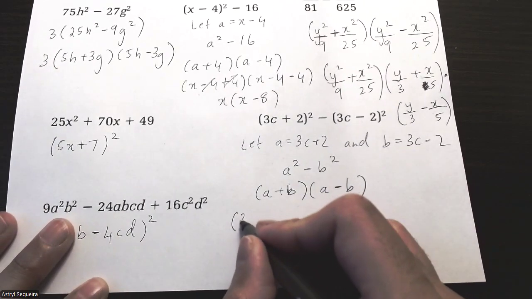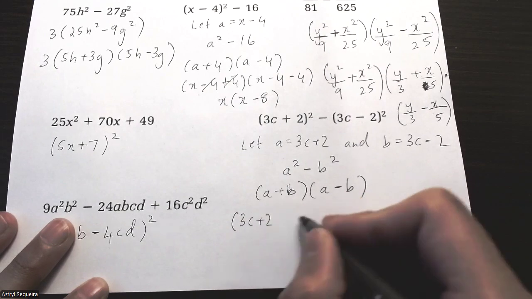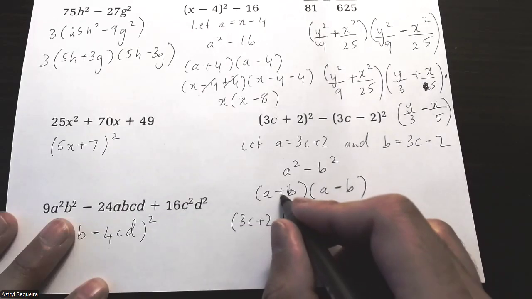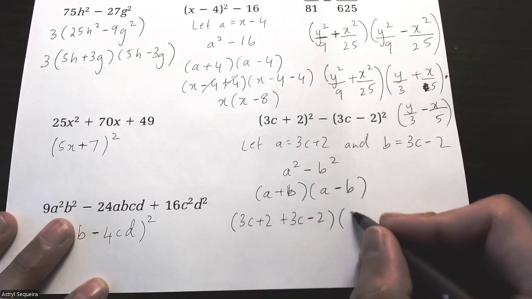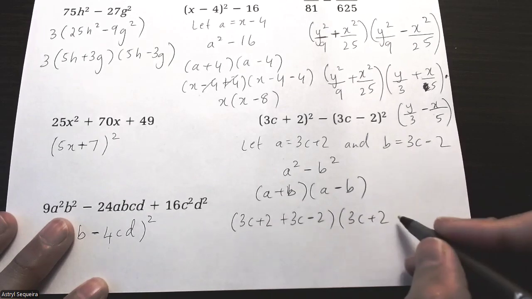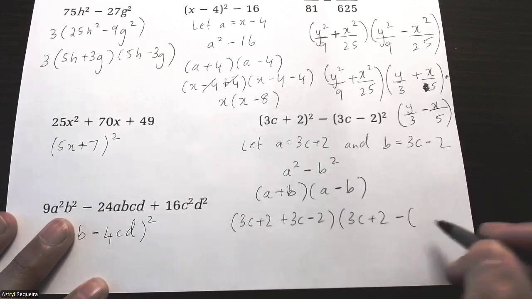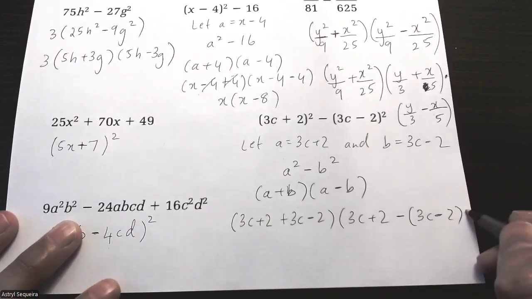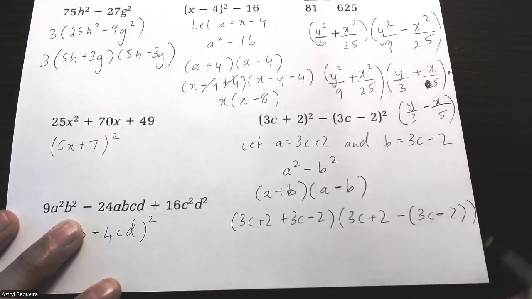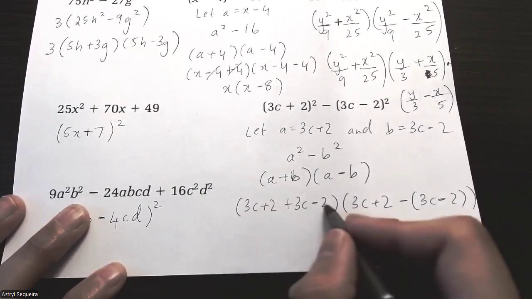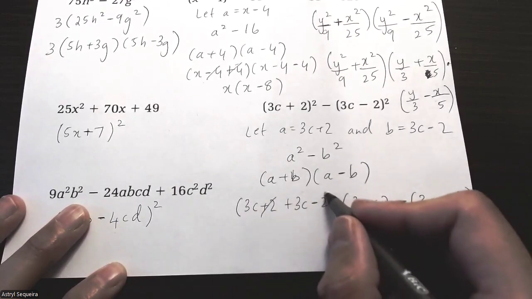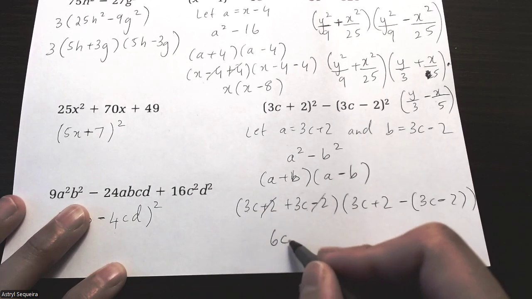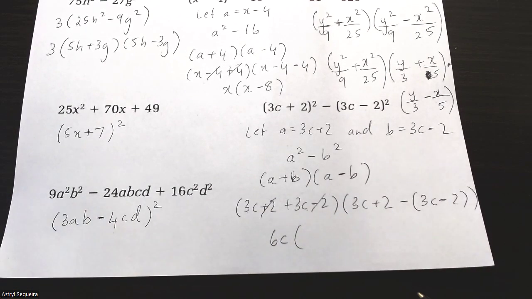So here I have 3c plus 2 plus 3c minus 2. I don't need any double brackets because it's just a plus sign. But over here, I have 3c plus 2. And when I put the minus, I have to put the 3c minus 2 inside a bracket because that negative is going to distribute to both terms. Over here, I'll just combine like terms. Plus 2 and minus 2 cancel. 3c plus 3c is just 6c. I don't need a bracket anymore.